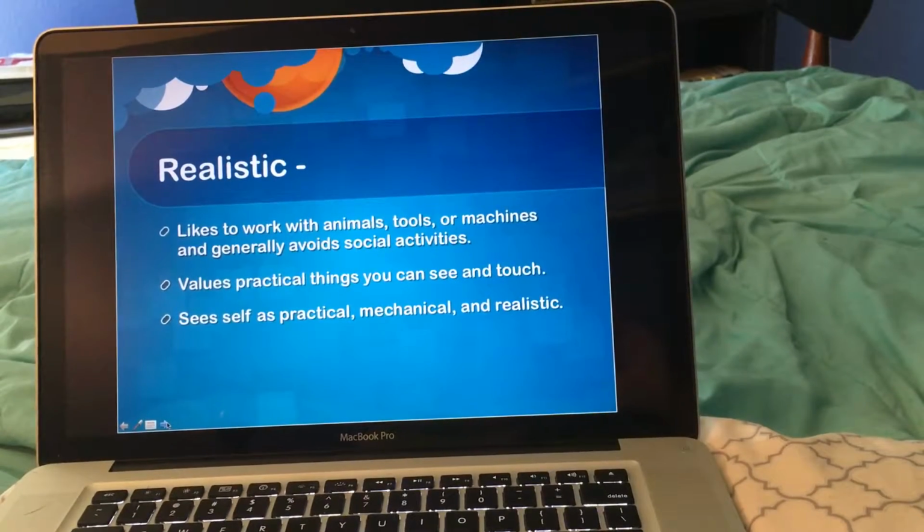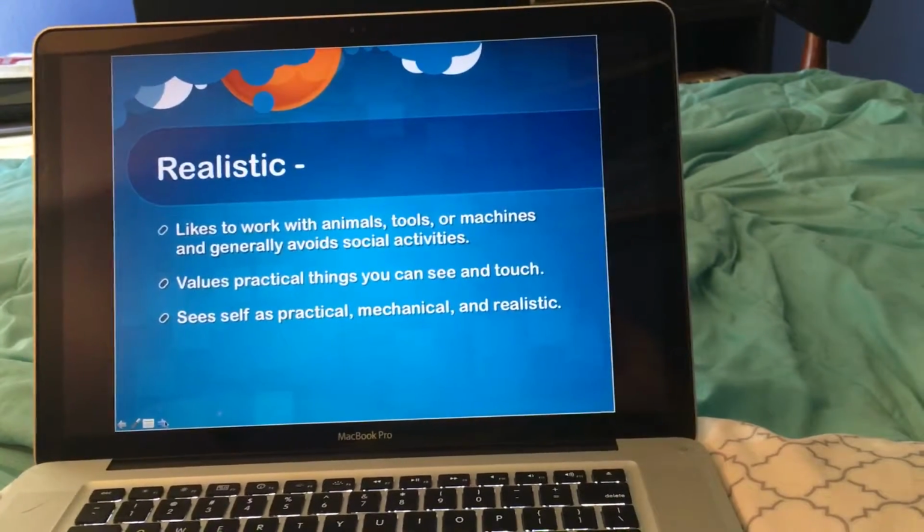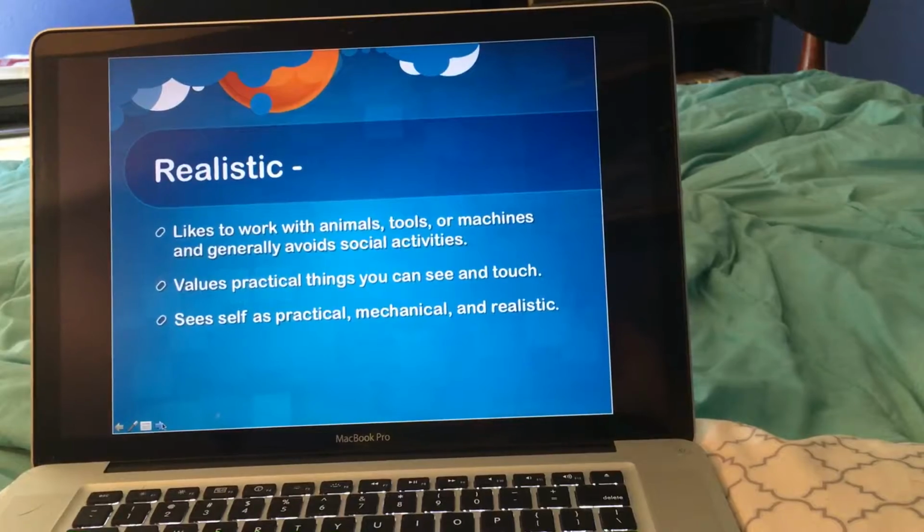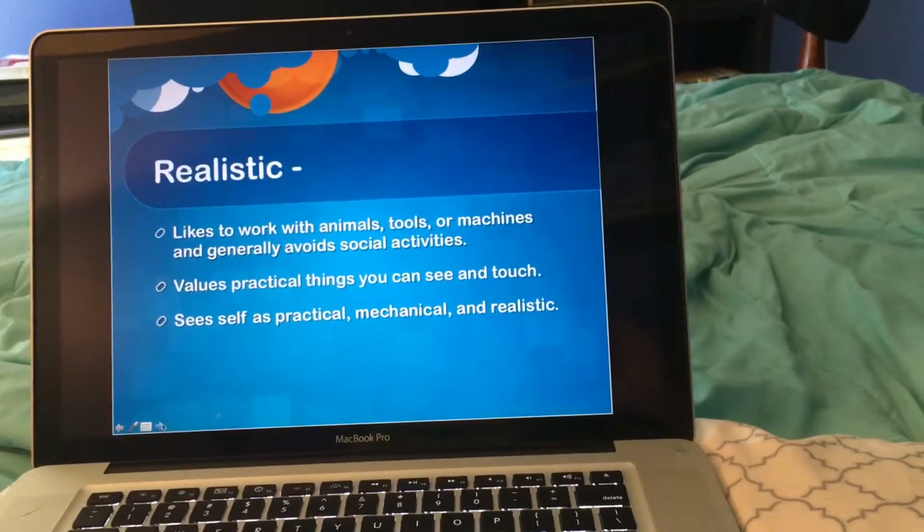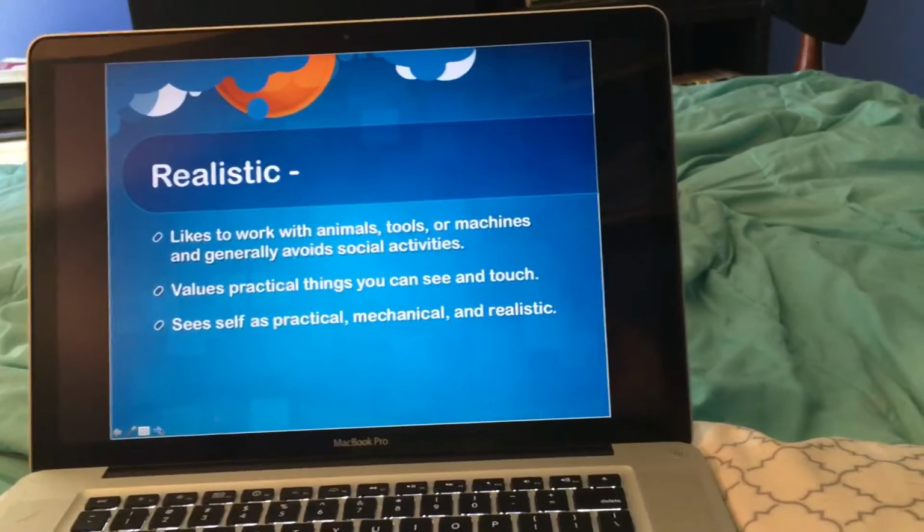They also value the natural, concrete, and tangible, and some of the career examples for this type are an architect, an engineer, a dentist, a carpenter, even a chef.